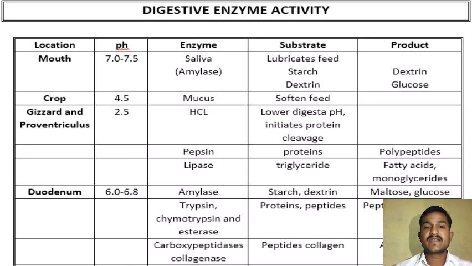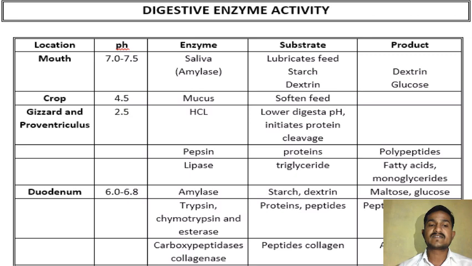Clear? Then next, two kinds of enzymes are released. The first is pepsin, and pepsin acts on protein molecules and converts them into polypeptides. Clear? Likewise, in the gizzard and proventriculus another enzyme is also released, known as lipase. This lipase acts on triglycerides and converts them into fatty acids and monoacylglycerol. Clear?